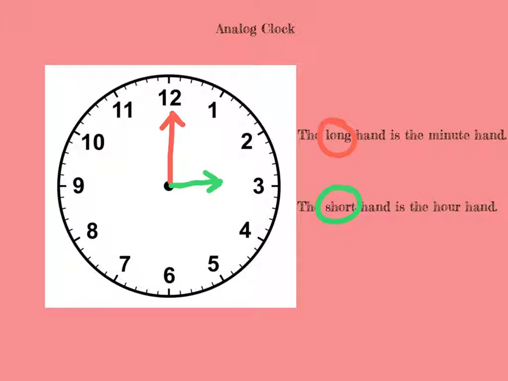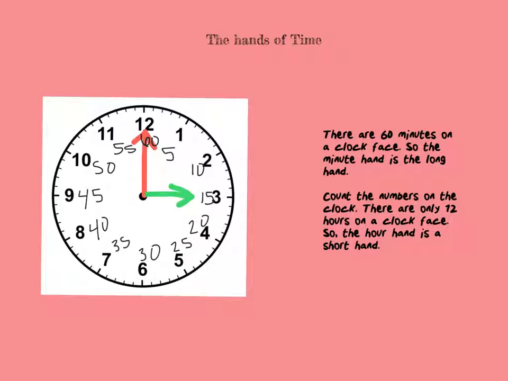The first example we're looking at is an analog clock. If you look here, the red indicates the long hand, which is the minute hand on the analog clock. The short hand is the hour hand, which is the green. When looking at the analog clock, we see that there are two pointers here. One is red and one is green.